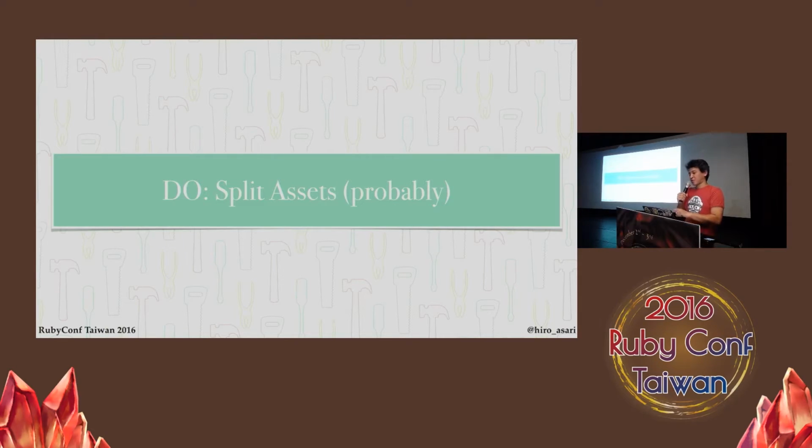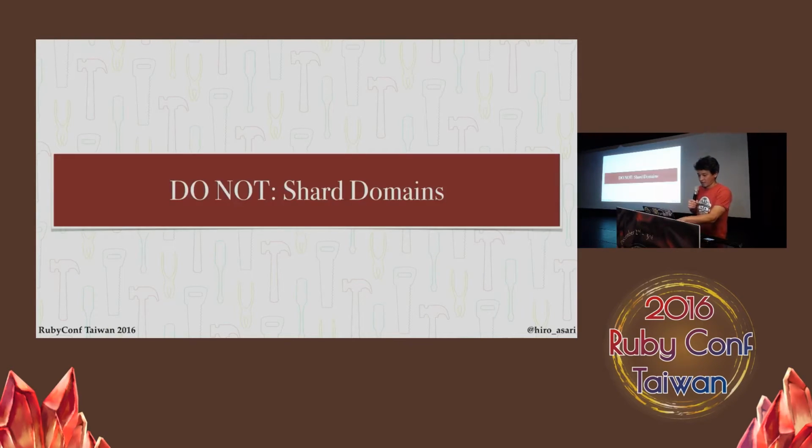If the files are too small, though, you might incur more overhead than you save. So you probably want to test a little bit. And you don't want to shard domains, because you don't have to. Fully duplex, multiple connections will let you take care of that.